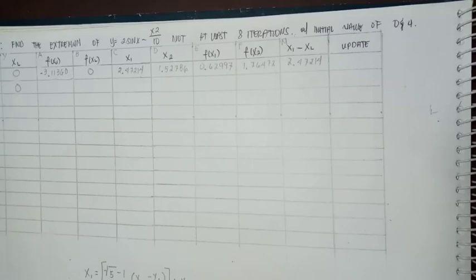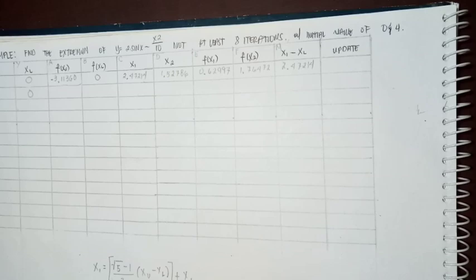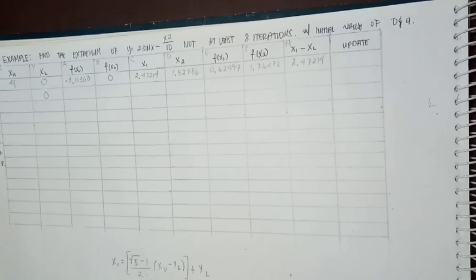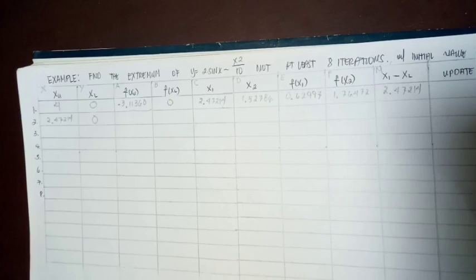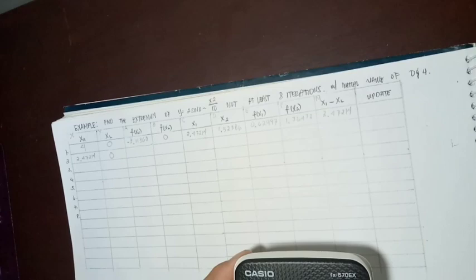As you can see, f of x sub 2 is greater than f of x sub 1, so we have to retain the value of x lower, which is 0, and move x sub 1 to x upper, 2.47214, and solve for the new x sub 2, alpha c equals 0. For A, we get 0.62997.